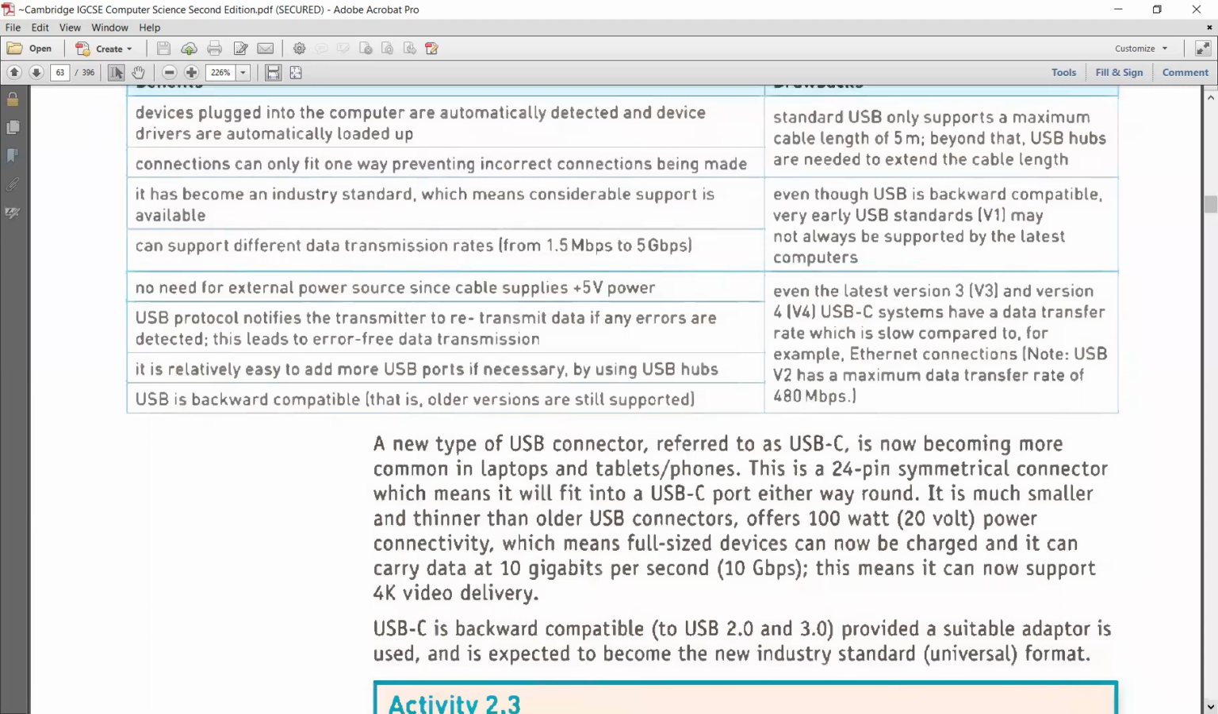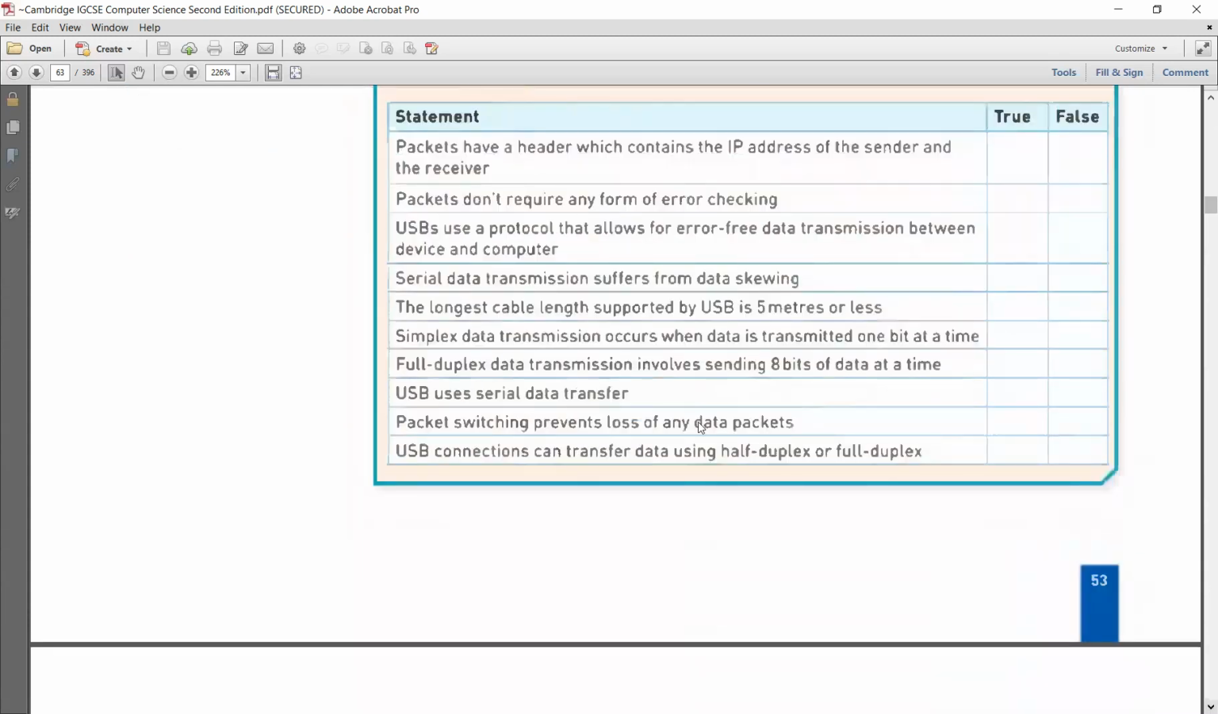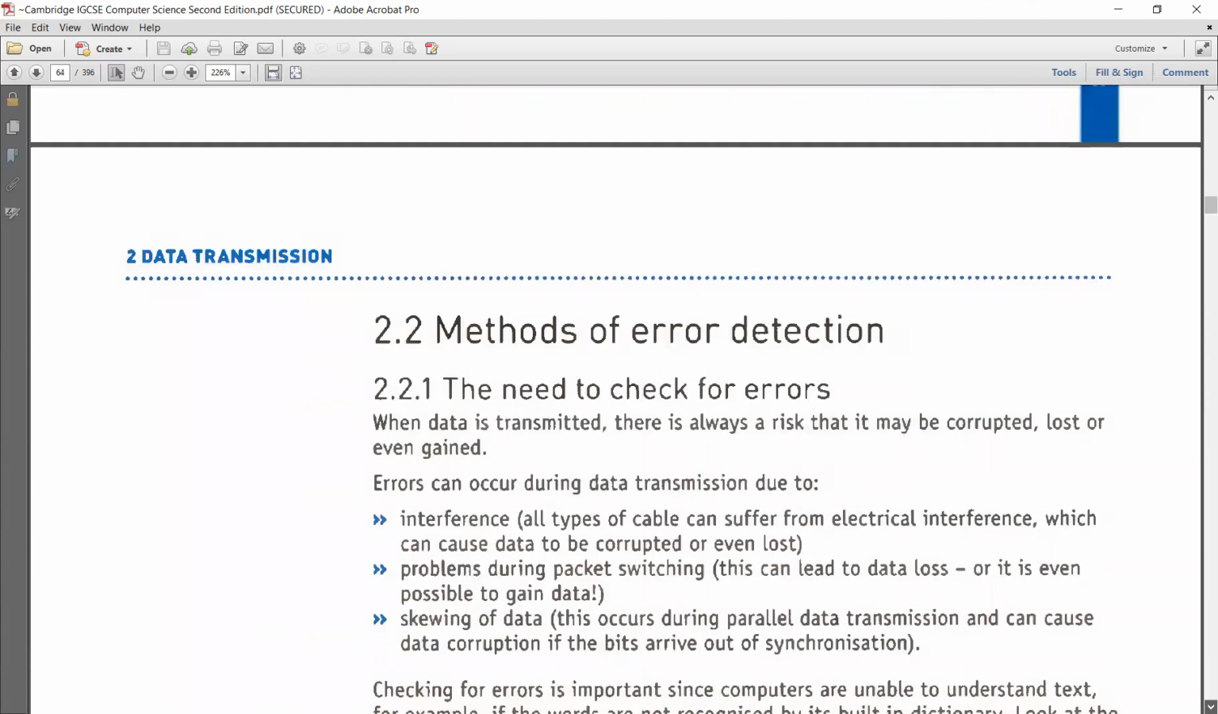Although USB is being discussed here, we also have USB-C, which is becoming very common. This is a 24-pin symmetrical connector, which means it will fit either way around, and it is much smaller and thinner than the older USB connectors. After that, you can attempt all these activities that will benefit you in preparing well for your paper.